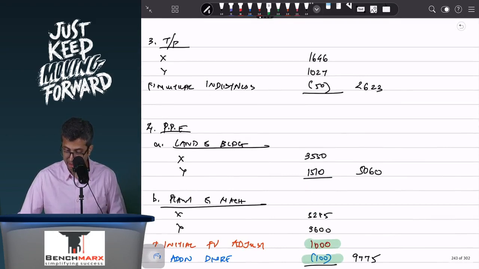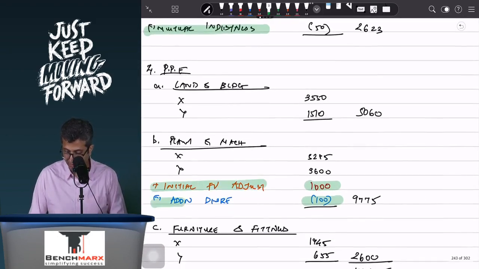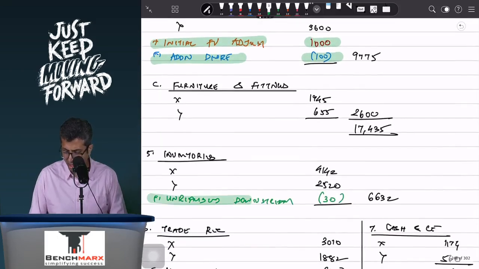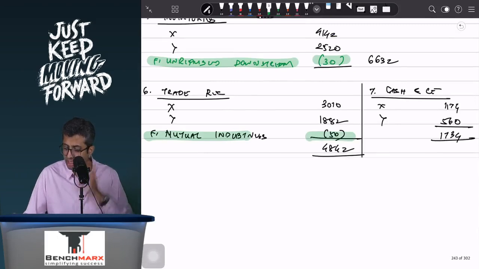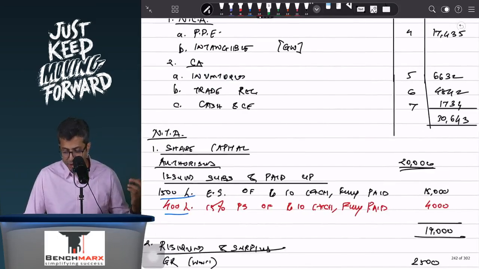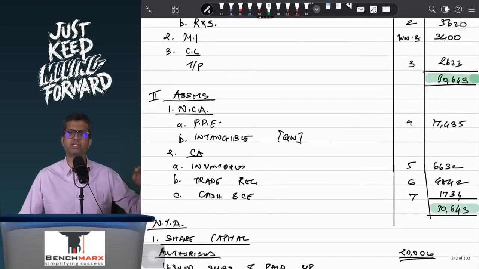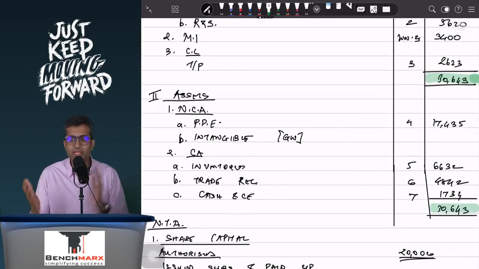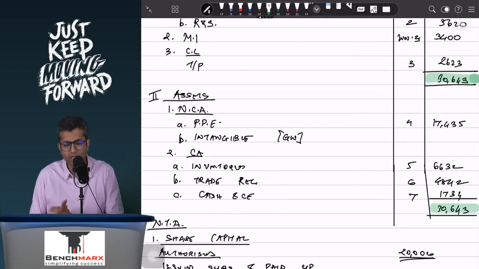Other than that, you will have trade payables by mutual indebtedness. In this, you will have fair value and additional depreciation. Unrealized profit on downstream will be subtracted over here, and in trade receivables also mutual indebtedness. And that's about it. So with this, your balance sheet would tally at around 30,643, but this is your regular process. And this takes all the three core adjustments that can come in a question.